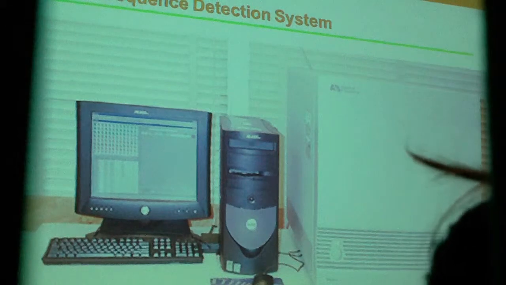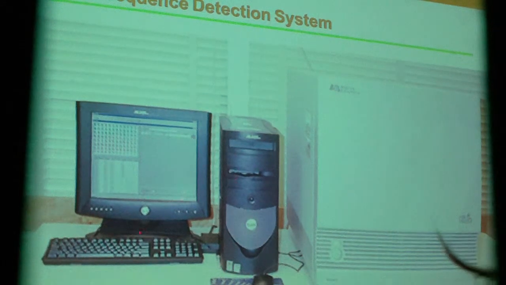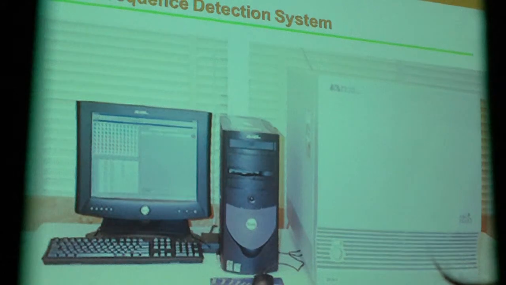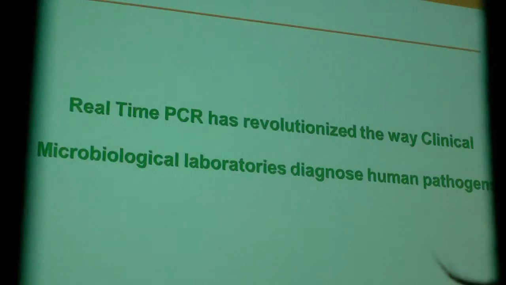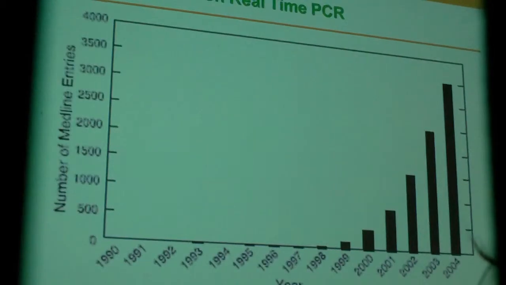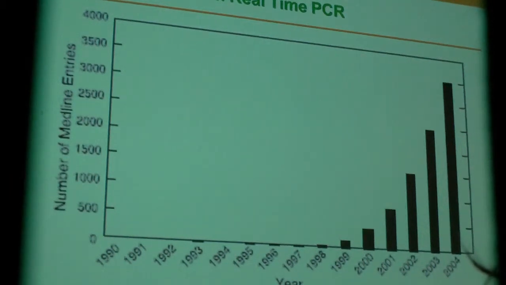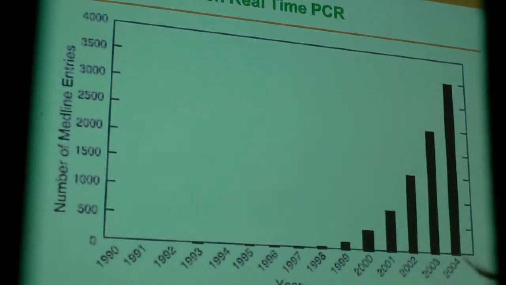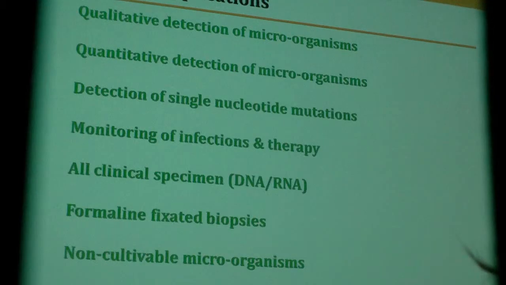So this is this TaqMan machine, which is completely automated, and you can do a closed system, keeping in this confirmation which is necessary for diagnostic purposes. This whole system is on the market for about 10 years. And it has really revolutionized the way clinical microbiological laboratories diagnose human pathogens. Here you see the increase in publications in this field, and I can assure you, I didn't have a more recent picture, but it goes right straight up over there. Which means that there was really a need for this kind of application.